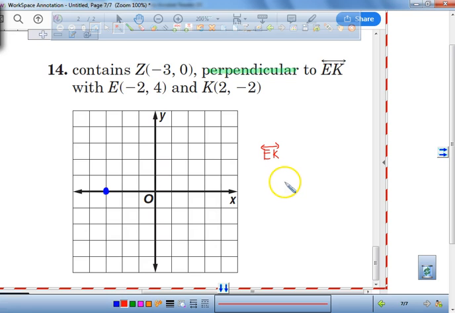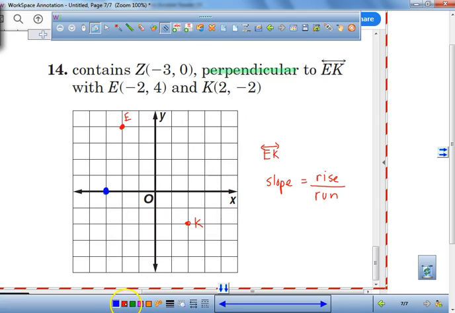So EK, what is going to be the slope? That's what we're going to figure out right now. We're going to figure out EK's rise over run. So here we go. Negative 2, 4, and 2, negative 2. So this is E, everybody, and this is K. We have to draw a line going through those 2 points. There's E and K right there. That's EK.